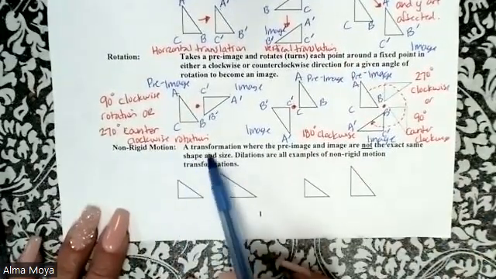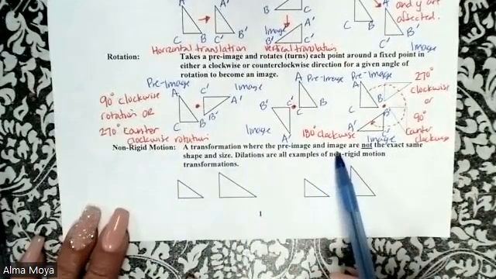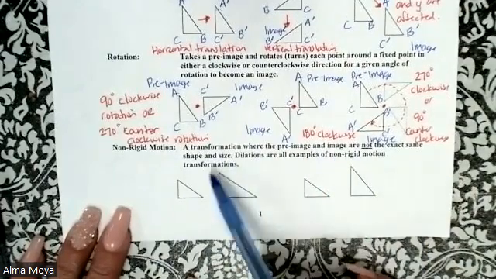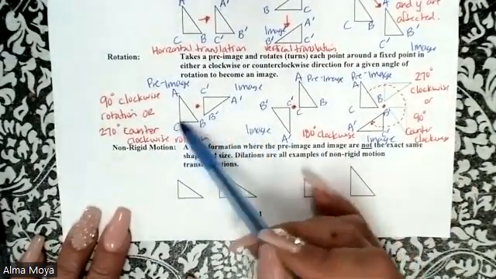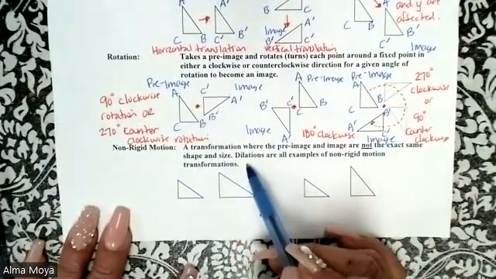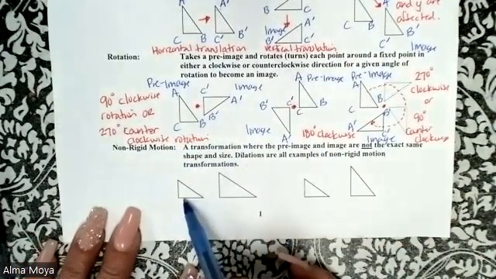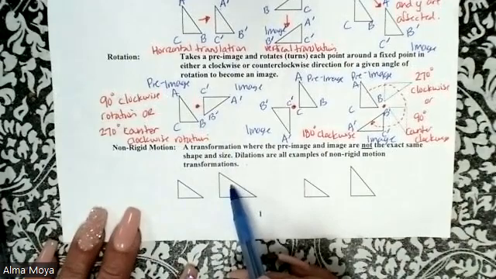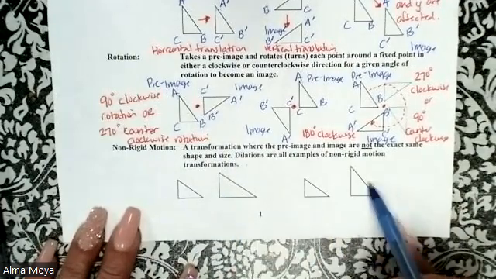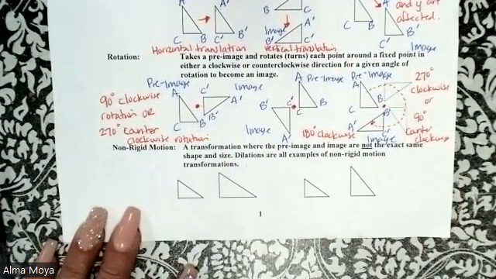Non-rigid motion is a transformation where the pre-image and the image are not the same exact shape and size. So these ones, they're the same shape and size. Now these are called dilations, okay? A dilation is either making it larger or going back down and making it smaller, okay?